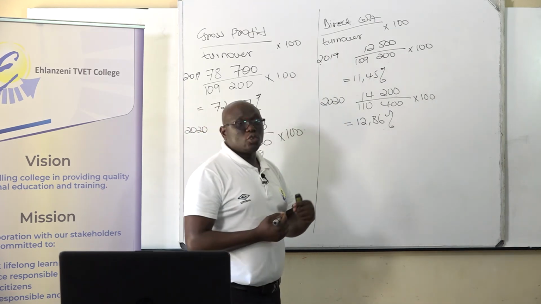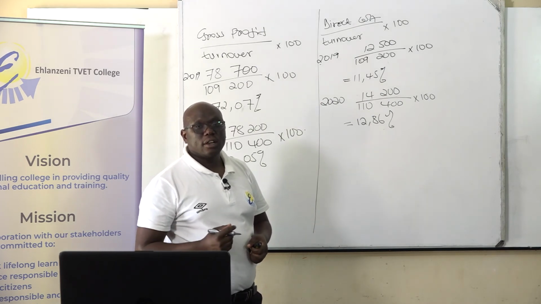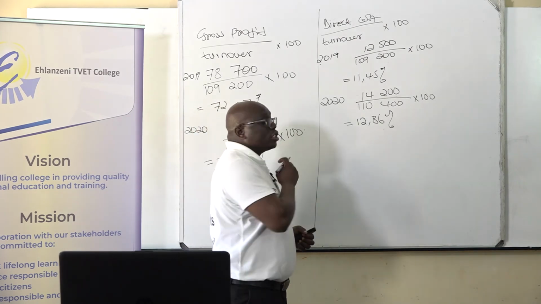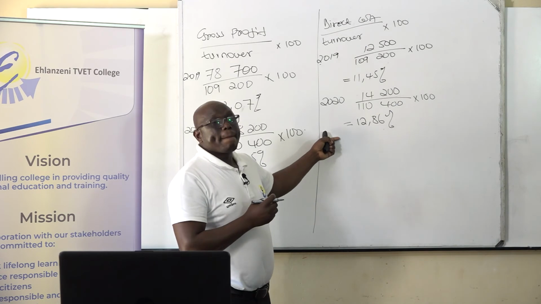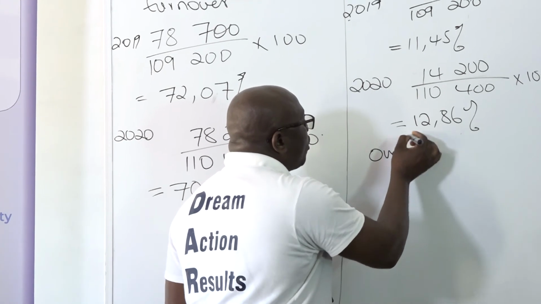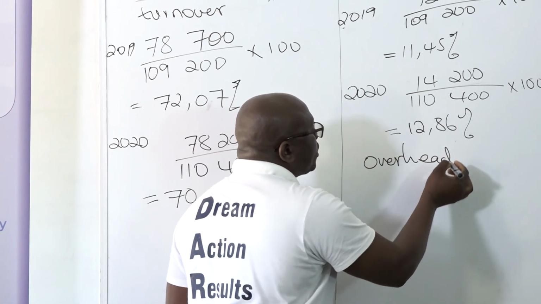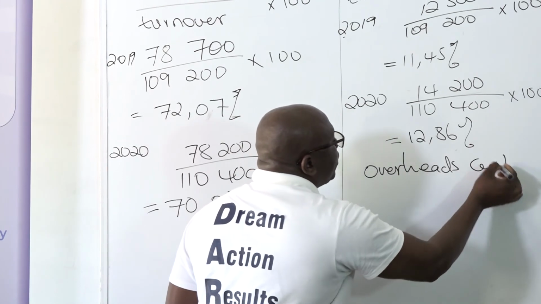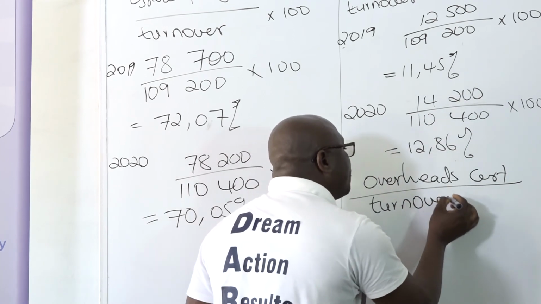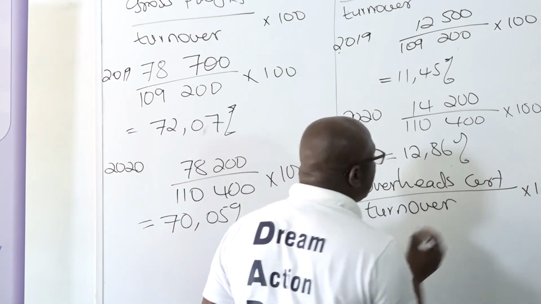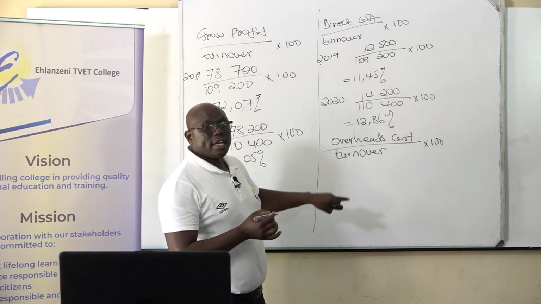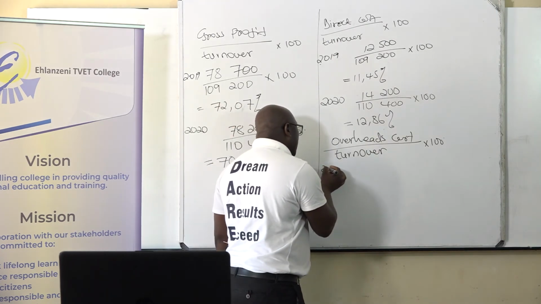So let us go back to look at the overheads cost ratio. The formula says the overheads cost divided by the turnover, multiplied by 100. How much is it in terms of the overheads? Let us look at the overheads in 2019.